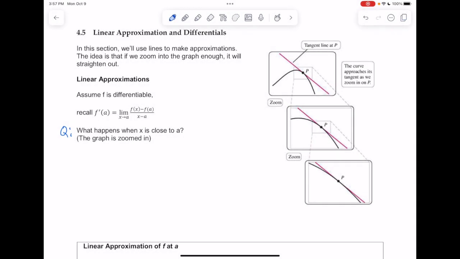Section 4.5, linear approximations and differentials. All right, let's dig into this topic of linear approximations. Assume that f is differentiable and we're looking at its derivative at some point a. So we're interested in f prime of a.